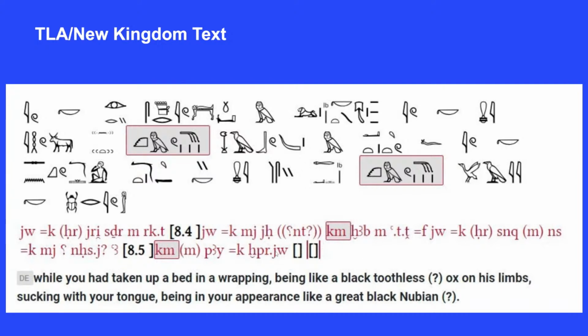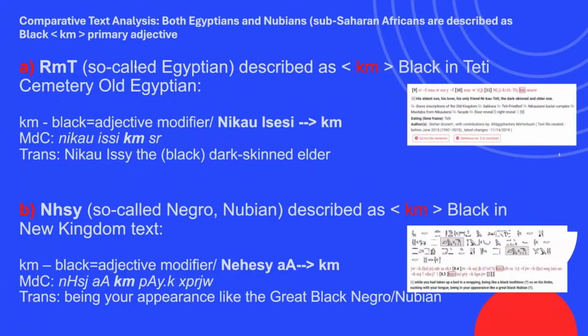And here you see the transliteration. And it will read Nehesi aA kem, which would read Great Black Nubian. So both Egyptians and Nubians were described the same. So in comparative analysis, both Egyptians and Nubians, so-called sub-Saharan Africans, are described as black, kem, using the primary adjective.